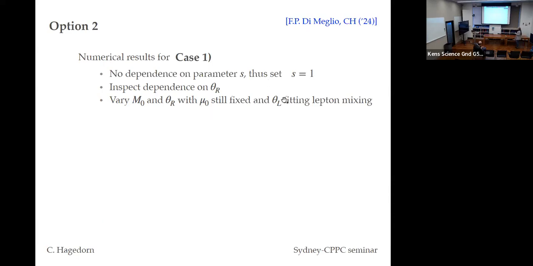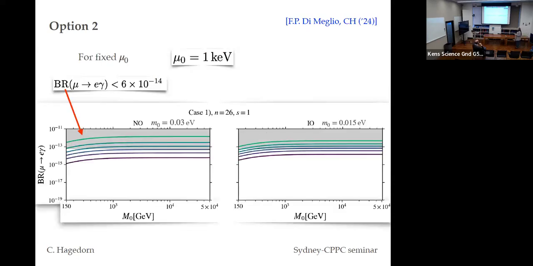And we always fix theta L such that the lepton mixing angles are fitted well. So now what we want to look at is more or less the behavior with respect to M0 and mu0 for different values of theta R. So you see, what can you learn here?